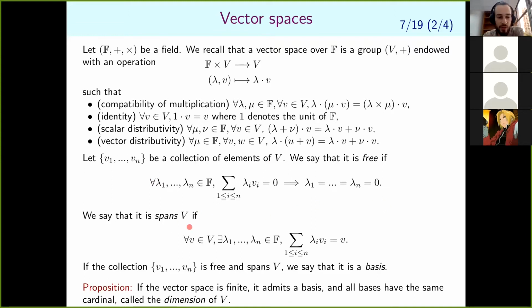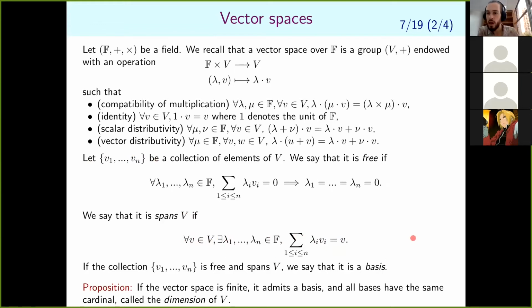We say that the collection spans V, the whole vector space, if for any element of V, you can find a collection of coefficients in F such that our element of V is equal to the linear combination of my family here with the given coefficients.